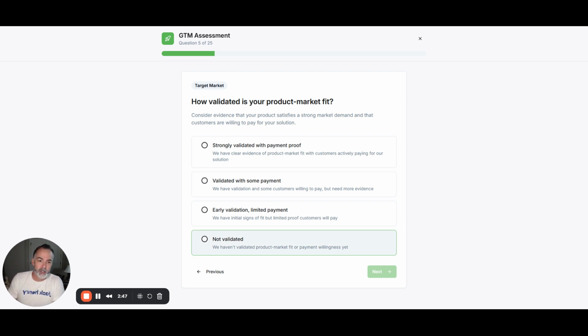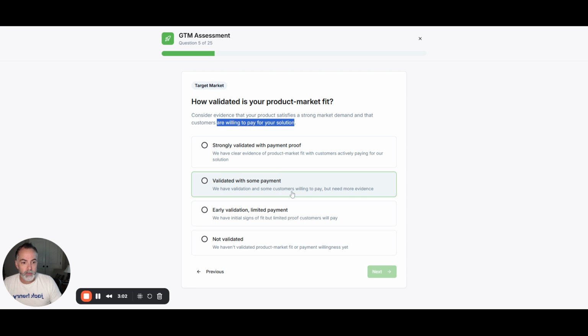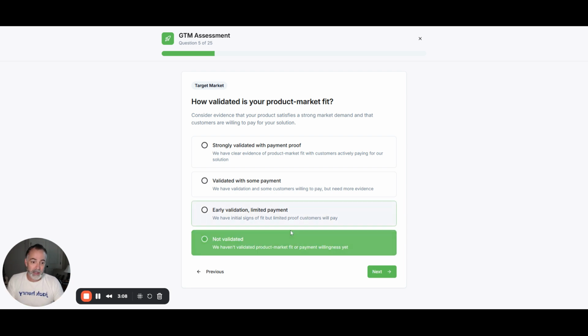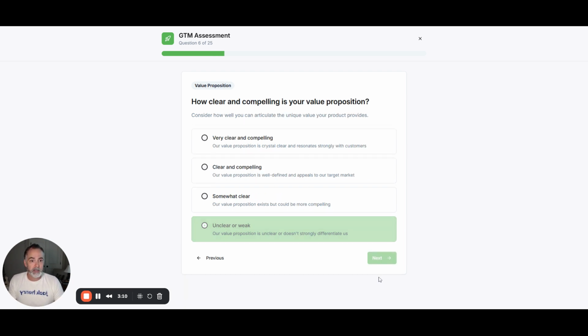How validated is your product market fit? How much have you talked to customers? Do you know that customers have this pain point, that they're willing to pay you? That's the important part. Notice right here it says are willing to pay for the solution. Do you know that for a fact, that they're willing to pay you if you bring the right thing to market? I'm going to say not validated. Using the customer I just talked to, they didn't validate a whole lot in my personal opinion.